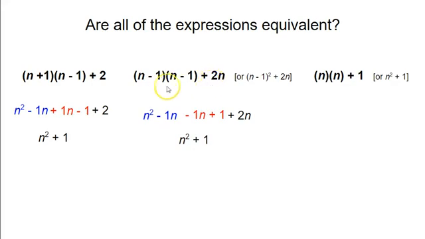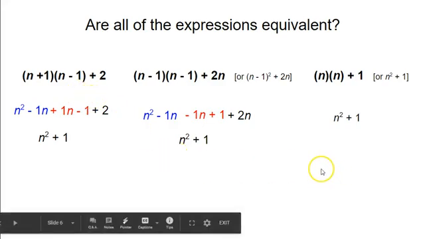And we can see that this expression is equivalent to this expression because when we simplify these, we simplify down to the same binomial. And then finally, in the last example, n times n is n squared plus 1. And again, we can see that all three of these expressions simplify down to the same binomial. Additionally, we can think back to the previous slide where we substituted in the 5 into each of these original expressions, and we ended up with the same value of 26.